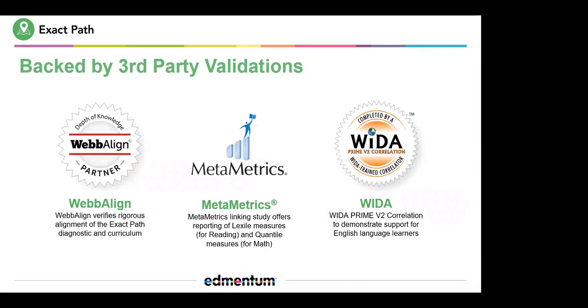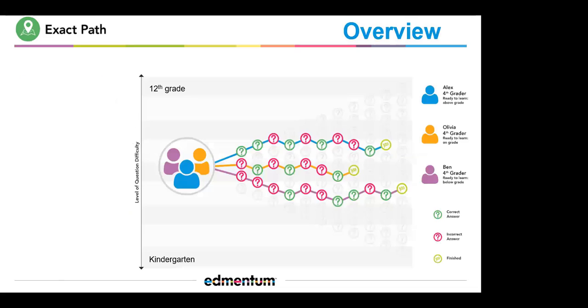And really quickly, I'll just do single sentences to describe these third-party validations. As a WebAlign partner on the left there, you can be sure that North Dakota standards are well interpreted and well represented in ExactPath. Our Metametrics link in the middle there provides you with Lexile and Quantile measures through ExactPath. And on the right-hand side, we see our WIDA Prime V2 correlation. And that means that ExactPath provides excellent access to your English language learners. And so next, I'm going to go over a quick overview of the ExactPath solution, and then we're going to jump in and take a look live.